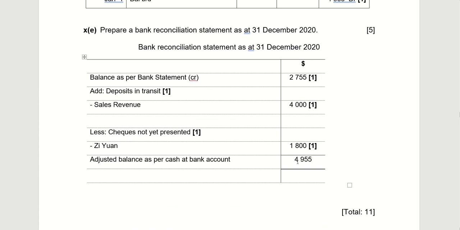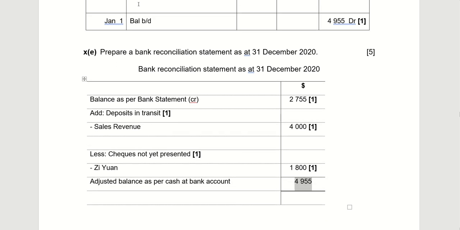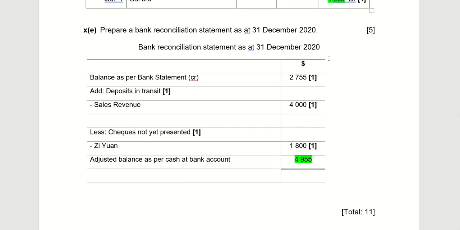And then when you add up the total, your adjusted balance as per bank statement should be the same as the cash at bank account. This value here should be the same as this value here. And once you do have it the same, you have completed your bank reconciliation statement. An easy 11 marks. All the best in your revision.